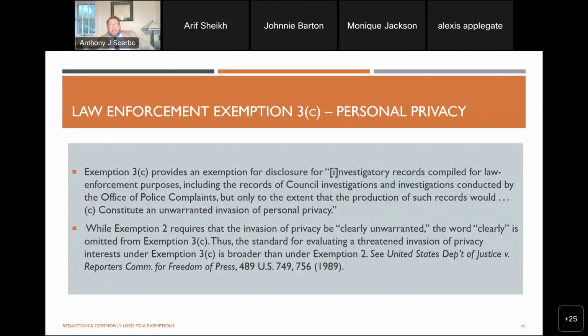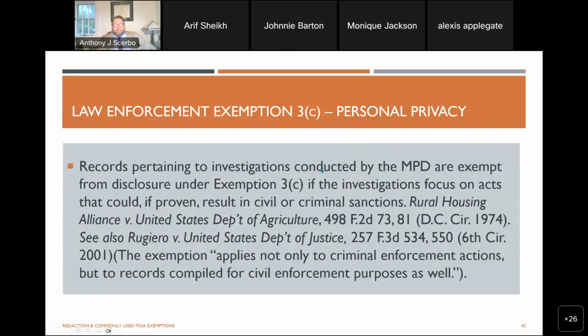So the standard here for evaluating a threatened invasion of privacy interests is broader than it is under the full exemption 2 for privacy. And for more on that, you can see US DOJ versus Reporters Committee. So again, when you're dealing with the law enforcement exemption personal privacy, there is a broader application of exemption than there is under the full DC FOIA exemption 2. Records pertaining to investigations conducted by MPD are exempt from disclosure under 3C if the investigations focus on acts that could, if proven, result in civil or criminal sanctions.